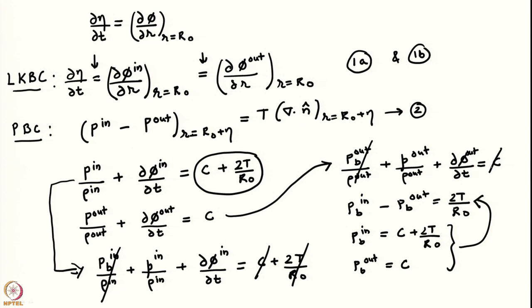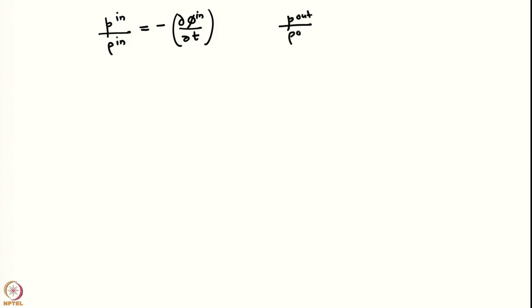And so, we are left with two equations for perturbation pressure, P in by rho in is equal to minus del phi in by del t, and P out by rho out, very similar, minus del phi out by del t. Let us call this equation 3. So, now we return to our boundary condition.